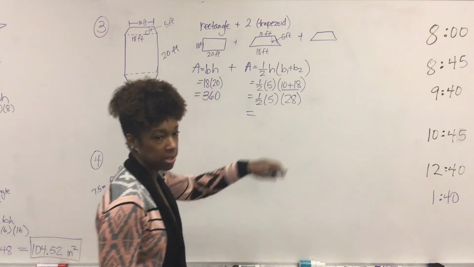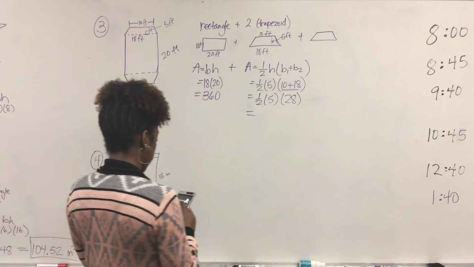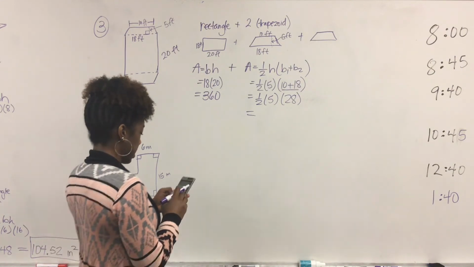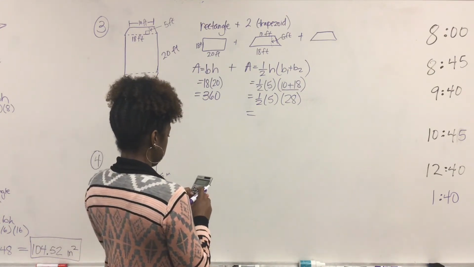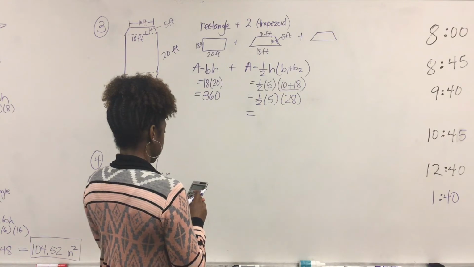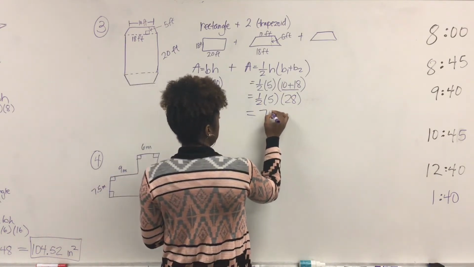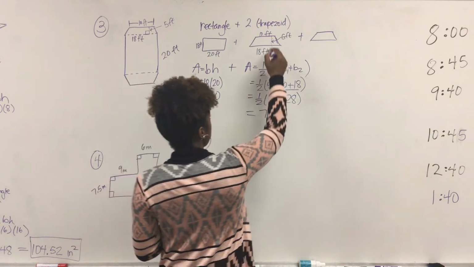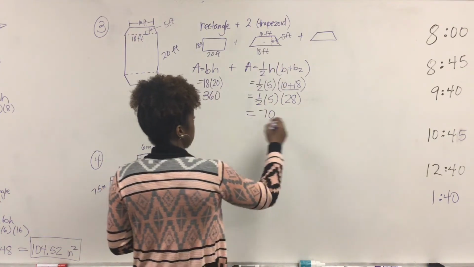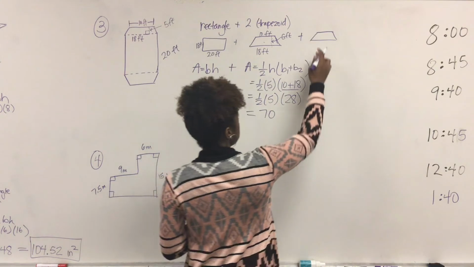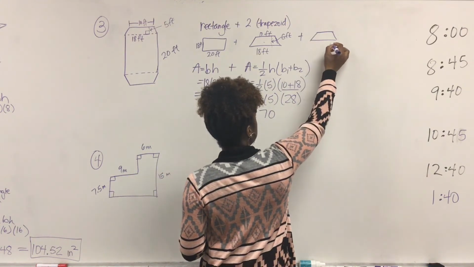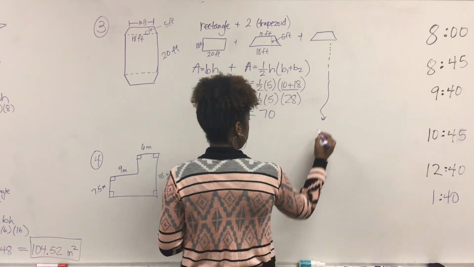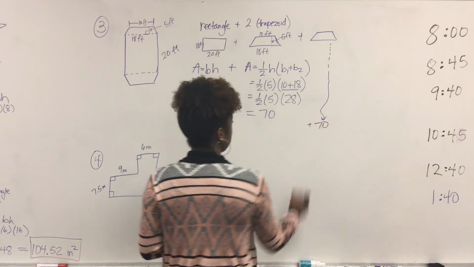Now we can just multiply straight across. So we have 1/2 or 0.5 if you put it in the calculator that way, times 5 times 28, which will give you 70. Okay? So if this trapezoid is 70, then we know that this one is also 70. Okay? This one is also 70.